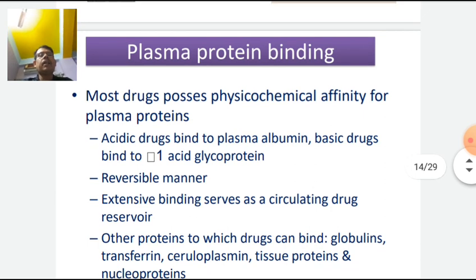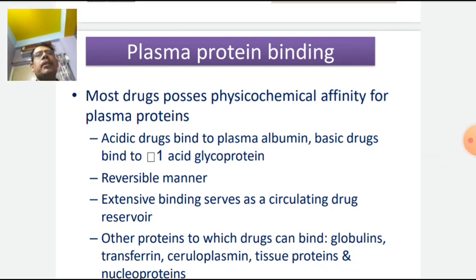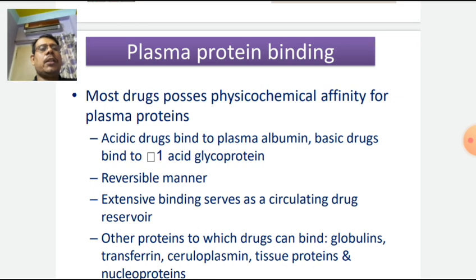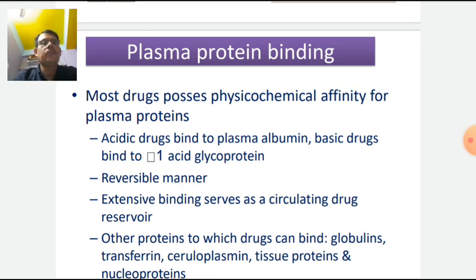Plasma protein binding is another most important factor which alters the volume of distribution. If the drug is administered, after absorption it goes to the site of action, or to the organ or the tissue. Before that, it will bind to the plasma proteins, and then the volume of distribution will be less.